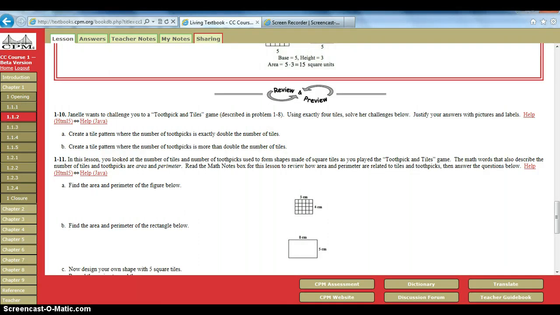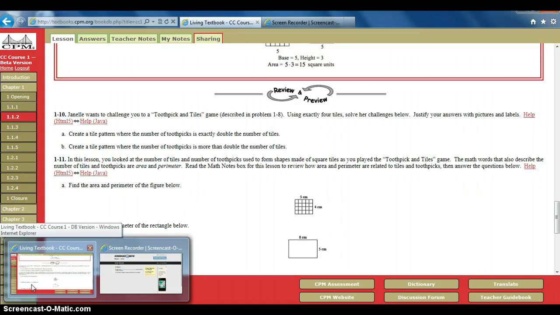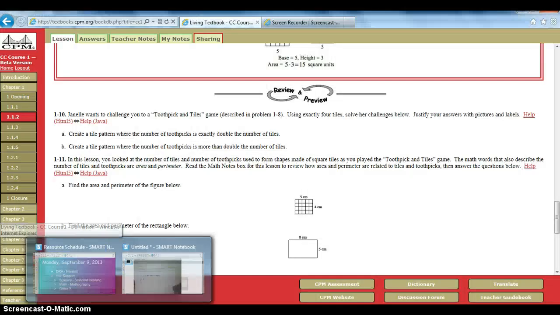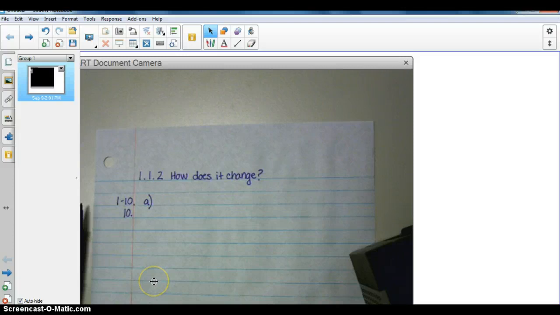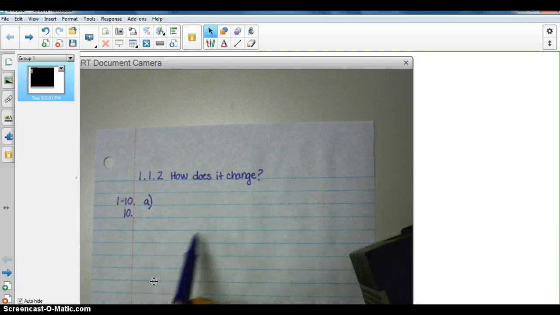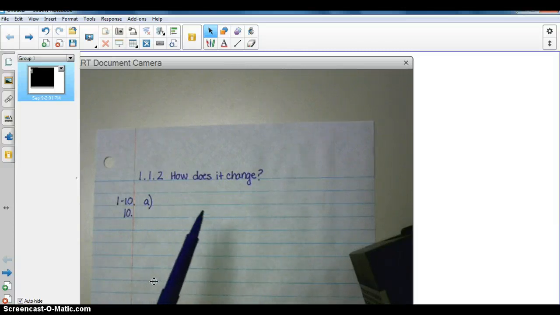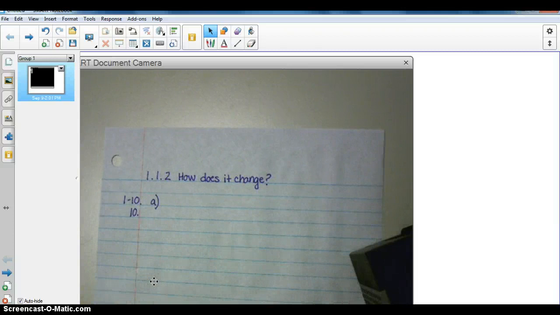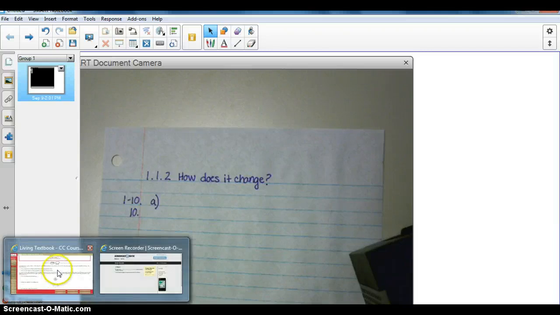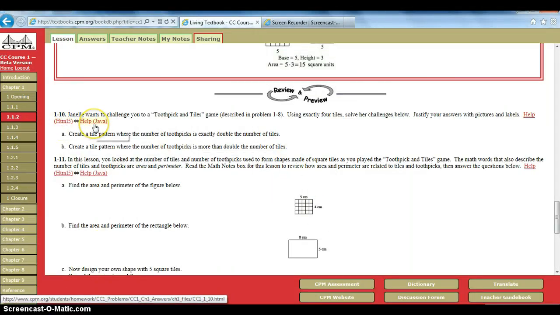What you're going to want to do is, hopefully you're doing this in pencil, because if you don't get it right away, you should be able to go back and correct. So if I'm going to create a tile pattern where the number of toothpicks is more than double the number of tiles, I'm going to use this area on my paper to create some type of drawing. Now, unfortunately, I can't really give you the answer to the homework, but what I can show you is in the ebook, there is the option of using some type of help, okay?